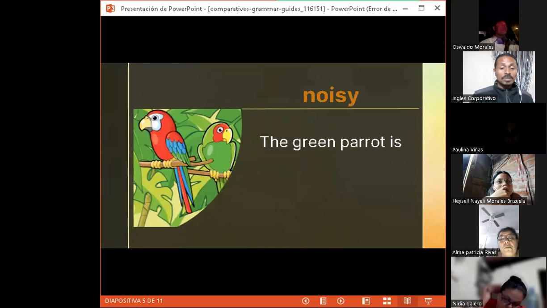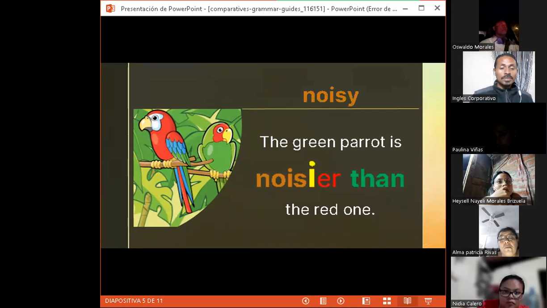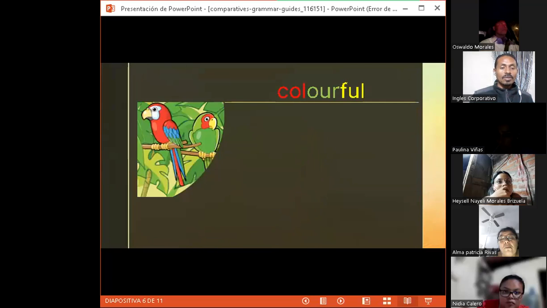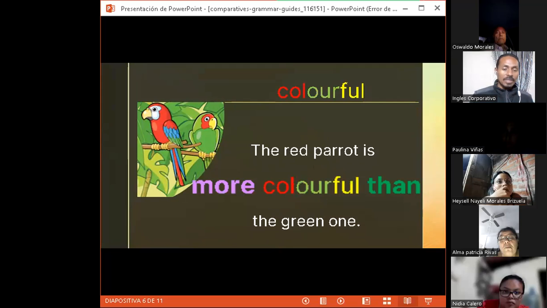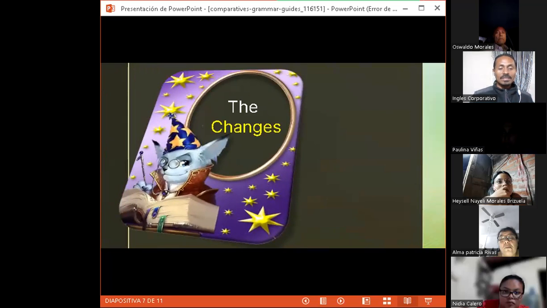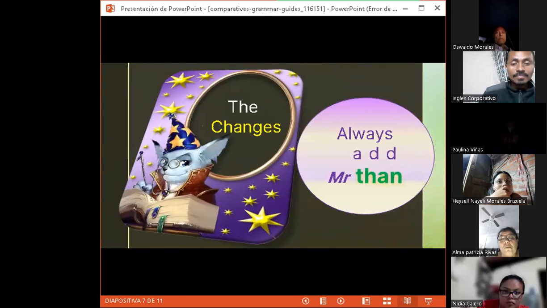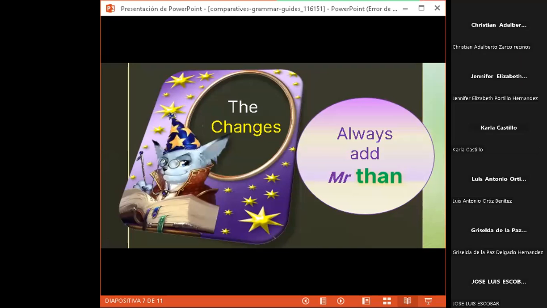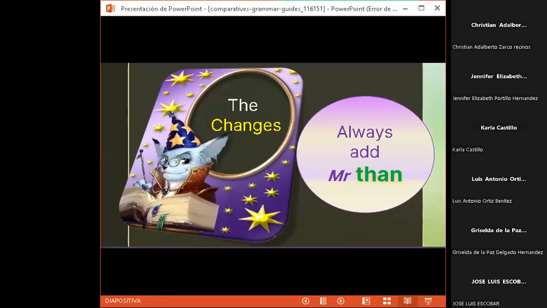Noisy. The green parrot is noisier than the red one. Colorful. The red parrot is more colorful than the green one. Okay. The changes, acabamos. Always add than. Than es la palabra que en español es "que". Okay, than. Always add than.